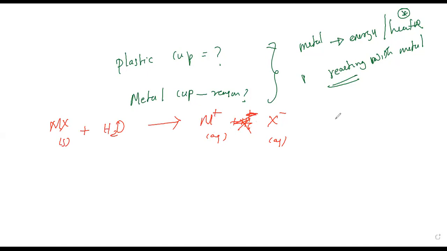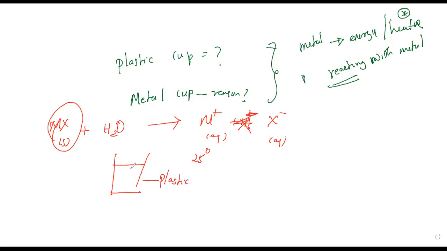So here the concept is that we are speaking about energy and heat. Initially they mention the temperature, then they add the MX salt, and finally they mention the temperature again. Ultimately it reaches 25 degrees Celsius. So what has happened? What is the reason they have used the plastic cup?